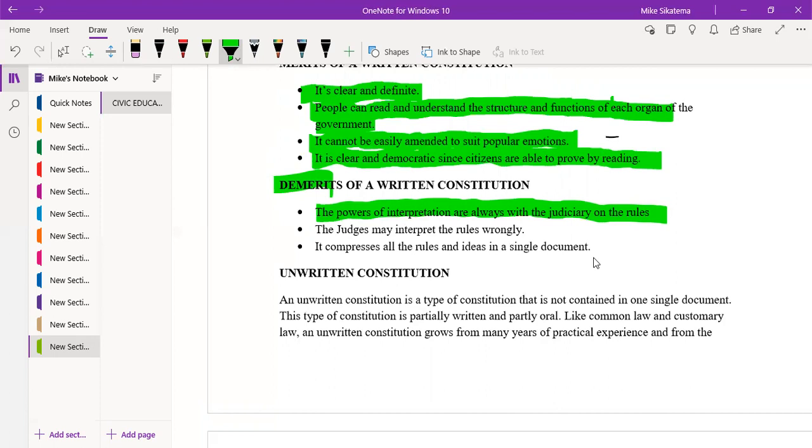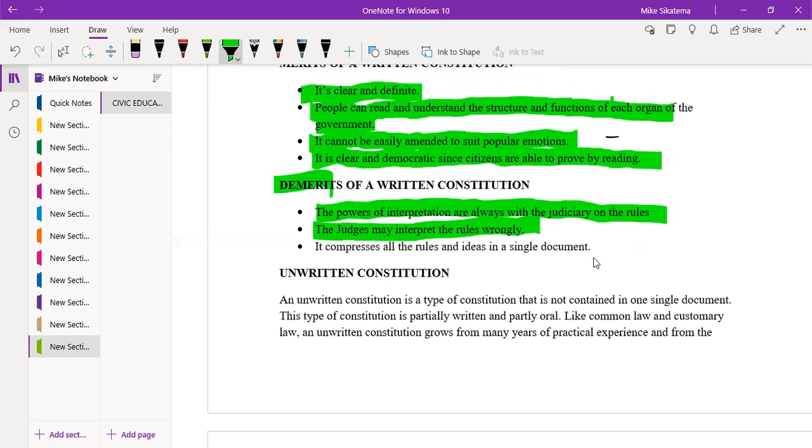So the powers of interpretation require a high level of intellect sometimes, and that can lead to unfavorable, unlawful consequences that you were able to see throughout our election period in Zambia. Like I said, again, the judges may interpret the rules wrongly.